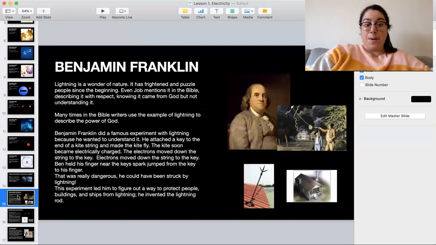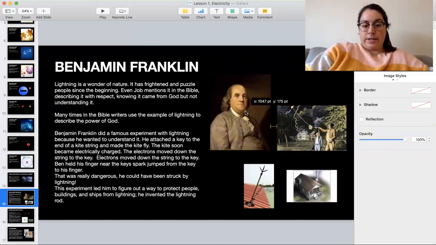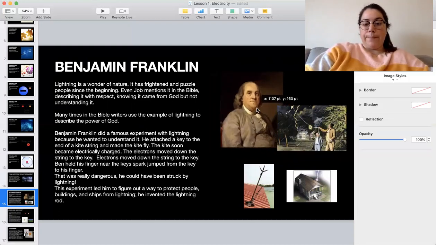Now I'm going to tell you about Benjamin Franklin. This man here was Benjamin Franklin. Lightning is a wonder of nature. It has frightened and puzzled people since the beginning. Even Job mentioned it in the Bible, describing it with respect, knowing that it came from God, but not understanding it that much. Many times in the Bible, writers use the example of lightning to describe the power of God because lightning is really powerful.